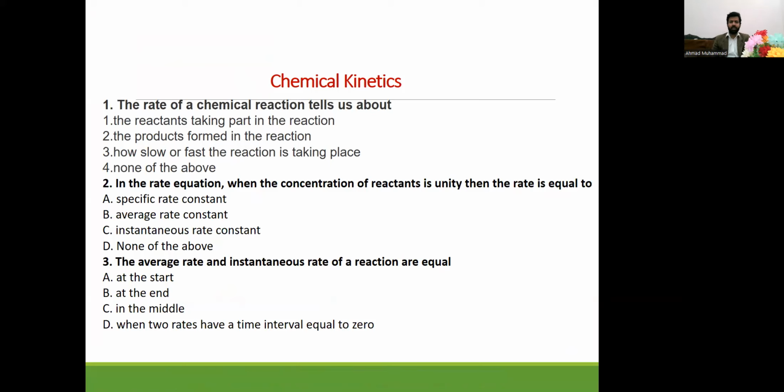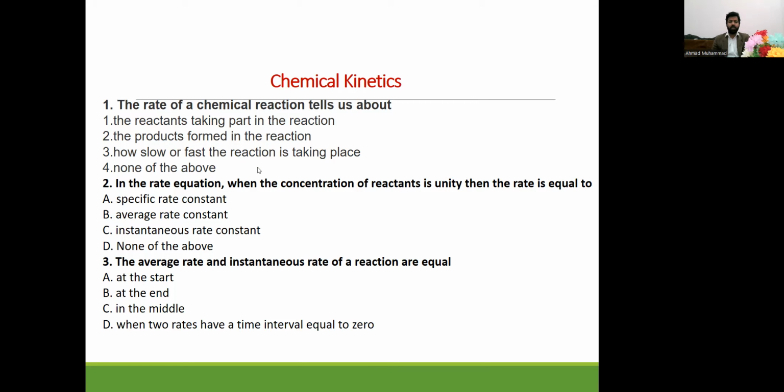The rate of chemical reaction tells us about: first, the reactants taking part in the reaction; second, the products formed in the reaction; third, how slow or fast the reaction takes place; fourth option is none of the above. So the rate of chemical reaction tells us how slow or fast the reaction is taking place. Option number three is the correct option.